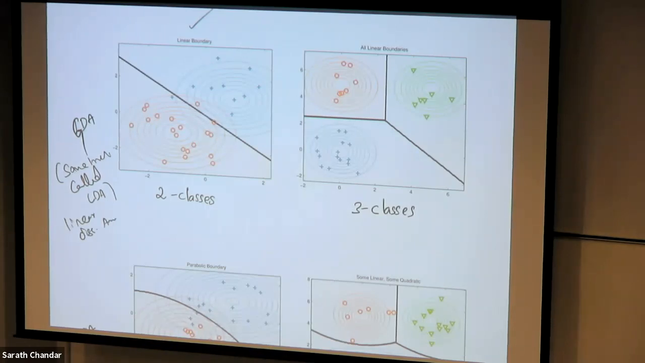Okay. Now, here you see that there are two classes. So the circles that you are seeing are the Gaussian distributions. This is the first Gaussian distribution that you are fitting. This is the second Gaussian distribution that you are fitting. And the class boundary is linear, right? Similarly, this is an example for a 3-class setting.